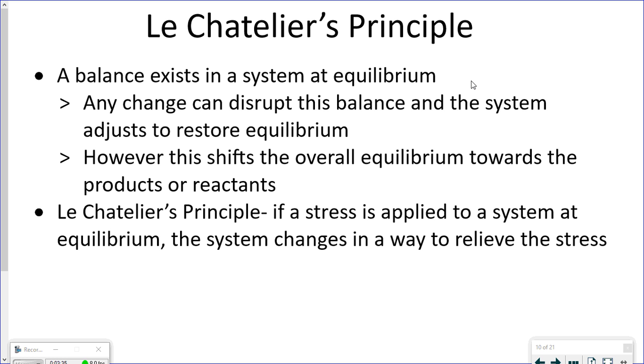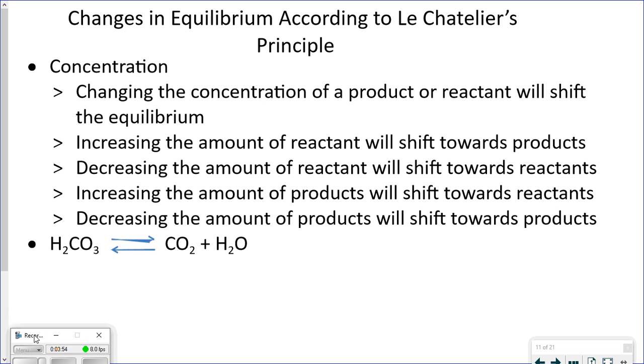So Le Chatelier's principle states if a stress is applied to a system at equilibrium, the system will change in a way to relieve the stress. We're going to look at some of these stresses and how they will actually adjust the equilibrium of the system. Our first change we're going to look at is if there's a change in concentration.